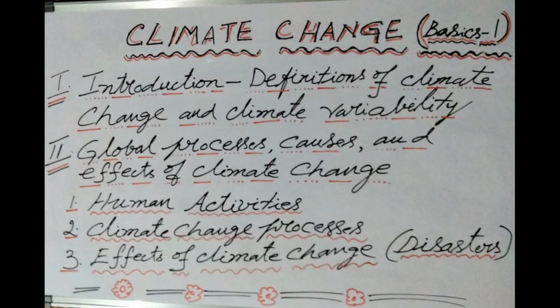Human activities are also causing fossil fuel burning. What are the fossil fuel burning areas? Number 1 is industry. Number 2 is energy production. Number 3 is transportation. Number 4 is agriculture. If you take industry, chemical and cement industries are there. If you take energy production, heating, electricity, power plants are the areas where energy production is taking place.